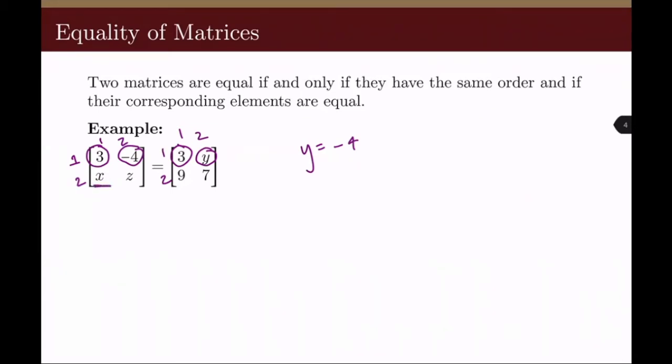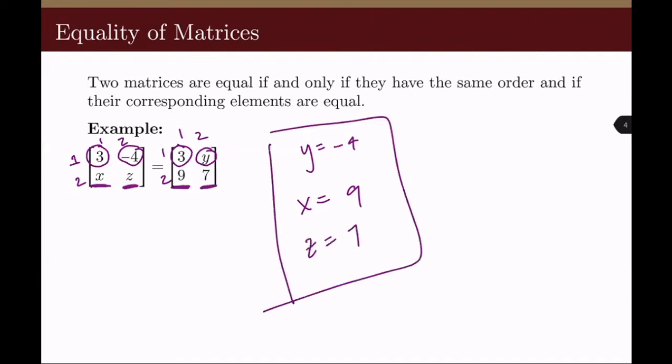Next, row 2, column 1 must equal row 2, column 1. So that means x equals 9. And finally, row 2, column 2 must equal row 2, column 2, which means that z equals 7. And that is it for matrix equality. They are only equal if each row 1, column 1 equals the other row 1, column 1. So if this was matrix A and this was matrix B. You see?